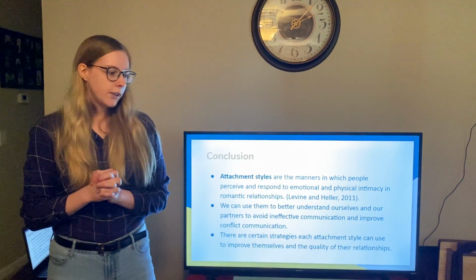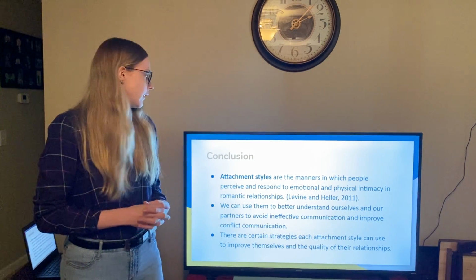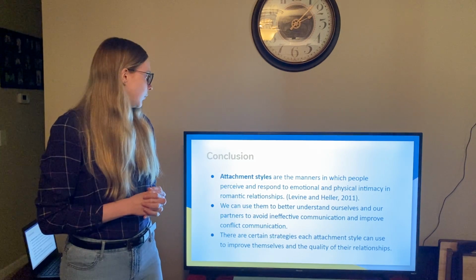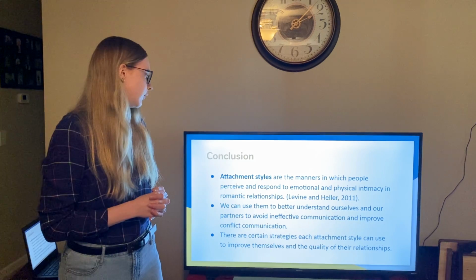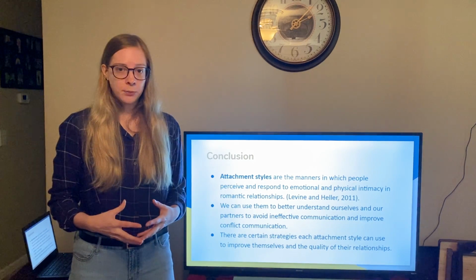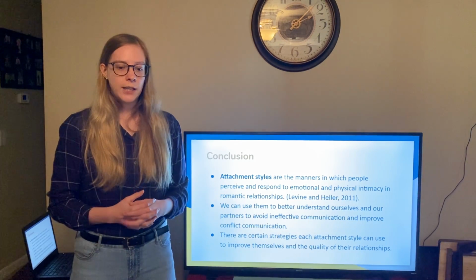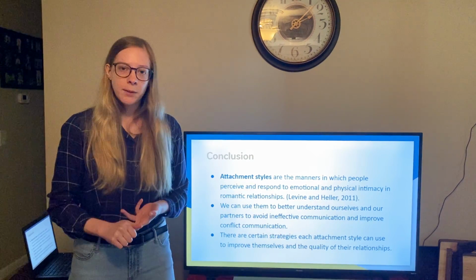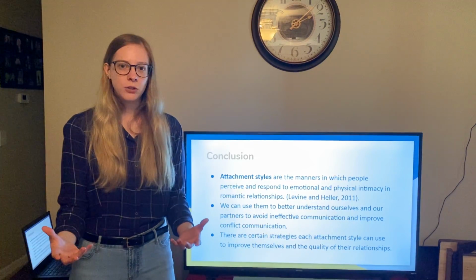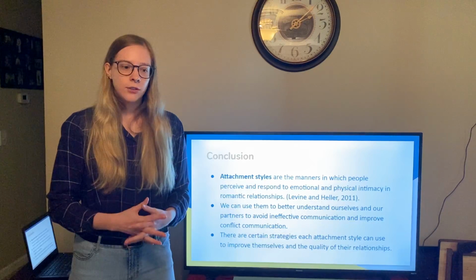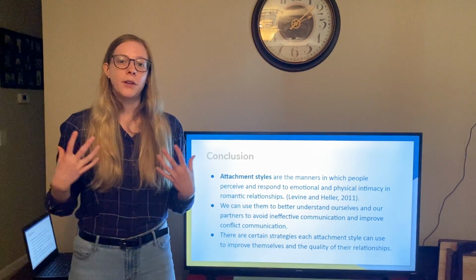So that's the last of our examples. I just wanted to conclude everything by restating what attachment styles are. They are defined as the manners in which people perceive and respond to emotional and physical intimacy in romantic relationships, and you can use attachment styles to better understand yourself and others so that you're not stuck in ineffective relationships where you're feeling bad about yourself, and you're not spending your time dating somebody who just can't give you what you need. So understanding your attachment style can just improve the quality of your life and the quality of your relationships.